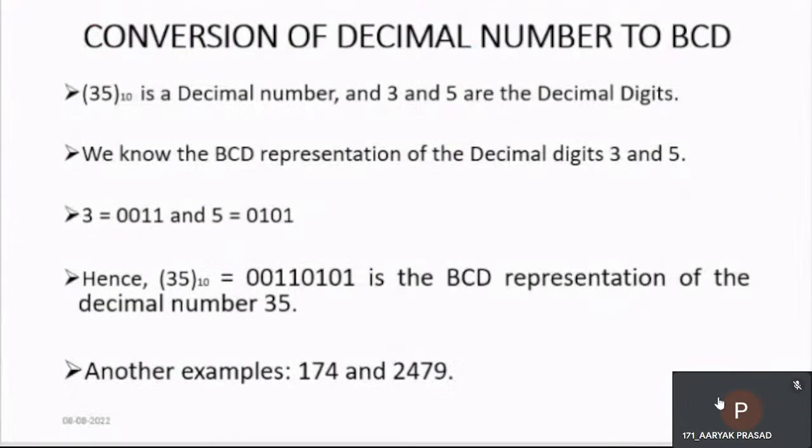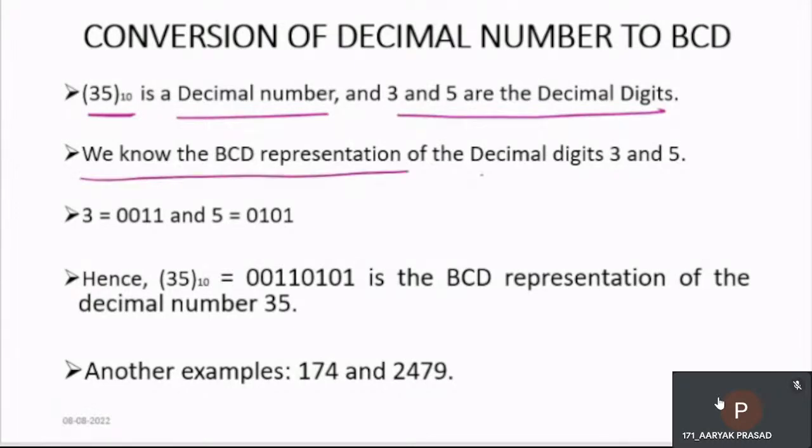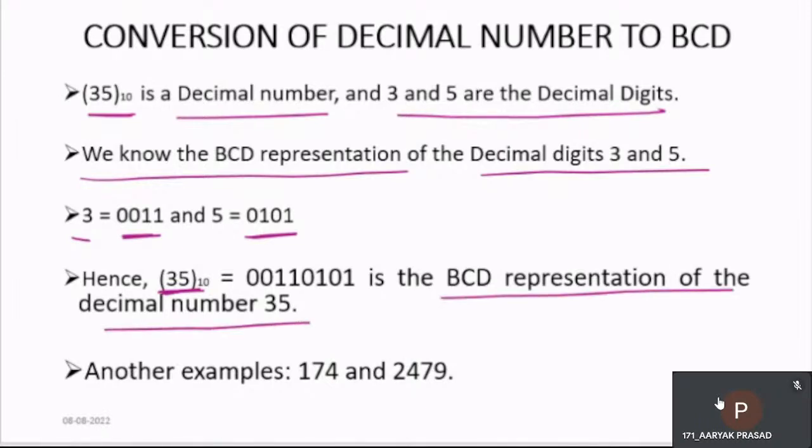Now, conversion of decimal number to BCD. How to convert it? 35 base 10 is the decimal number, 3 and 5 are the decimal digits. We know the BCD representation of the decimal digits 3 and 5. 3 is actually 0011, 5 is actually 0101. So the BCD representation of the decimal number 35 is 0011 0101.